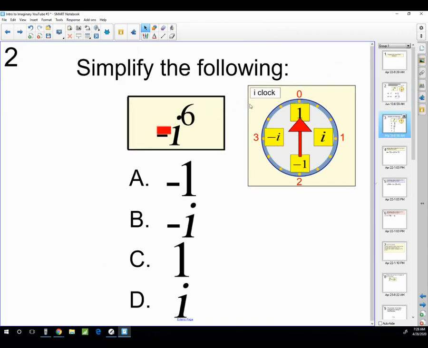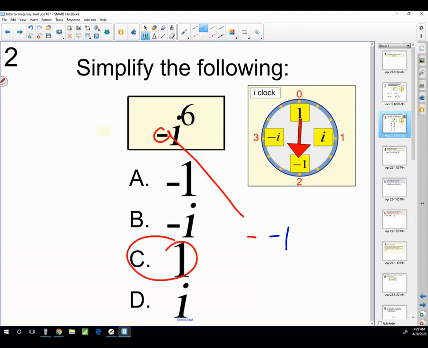Darn. All right, remember the negative here. Let's just pretend it's not there. Let's blot it out, and let's count to 6. 0, 1, 2, 3, 4, 5, 6. All right, we get -1 again. But there's an extra negative, and we have to apply it, and the answer is -1, which is +1.